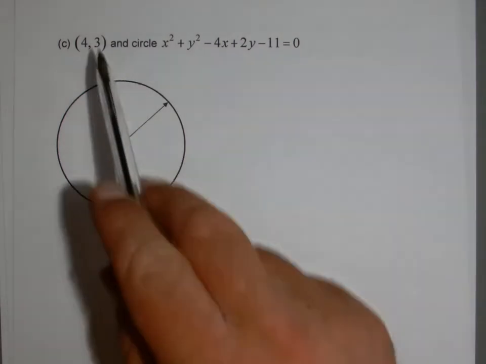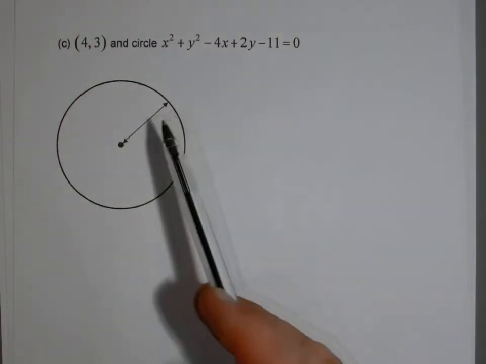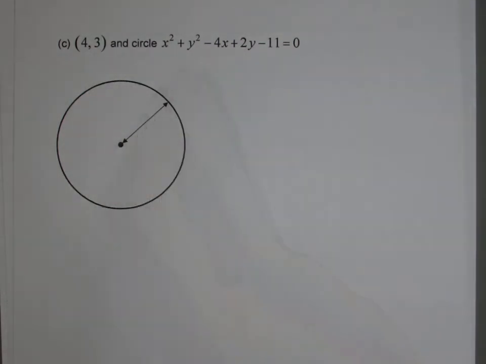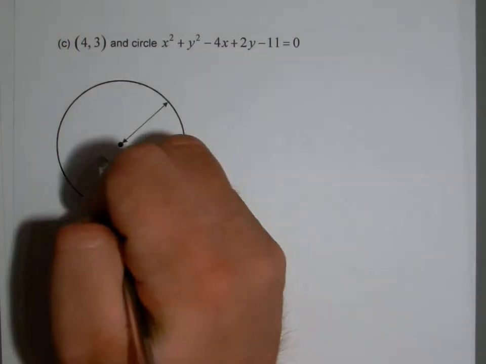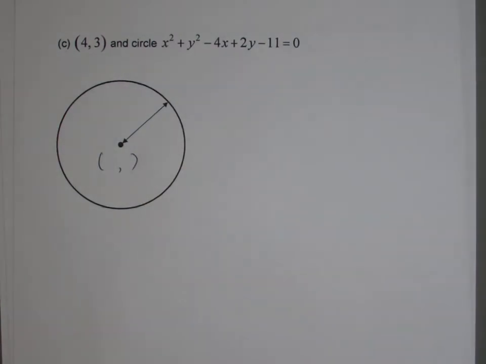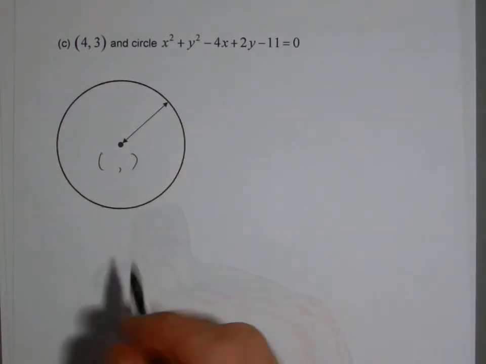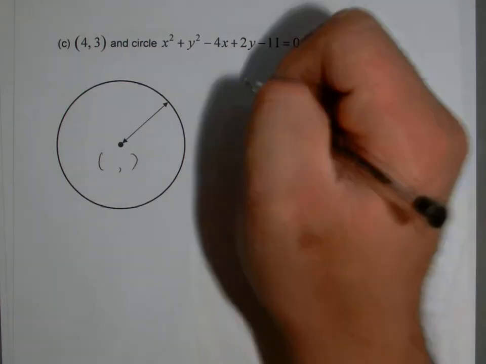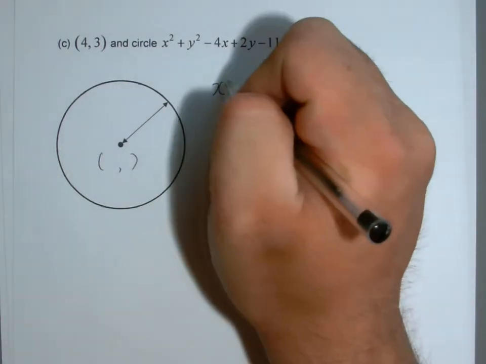Okay, so what about this point here? Is this lying on the circle? Is it inside the circle or is it outside the circle? Well, we need to know about the circle center and we need to know about the radius. The circle equation has been presented in this form, so we've got to do a bit of work, haven't we, before we can find the circle center.